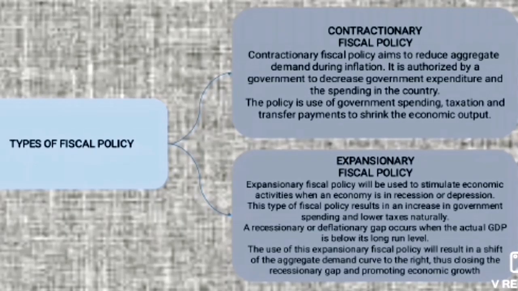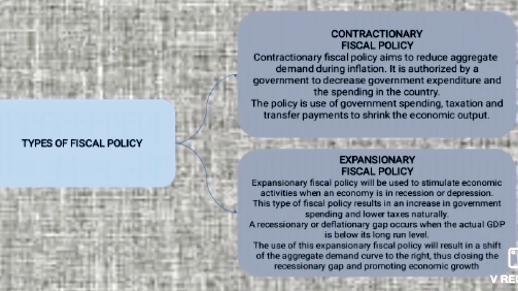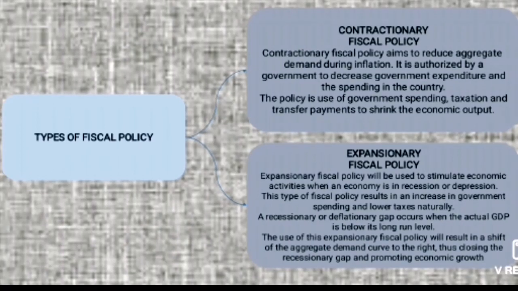One of the types of fiscal policy is contractionary fiscal policy. Contractionary fiscal policy aims to reduce aggregate demand during inflation. It is authorized by a government to decrease government expenditure and spending in the country. The policy uses government spending, taxation, and transfer payments to shrink the economic output.